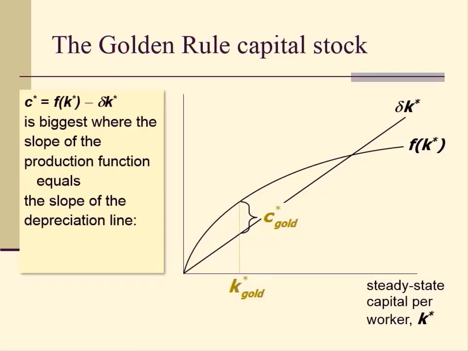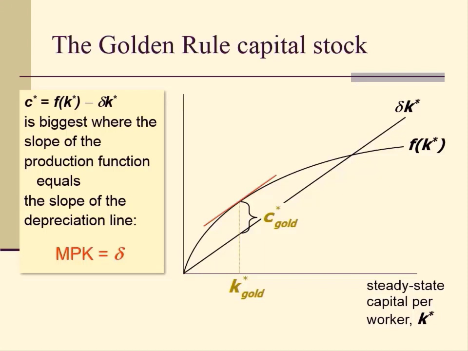So the C star, which is equal to f of k star minus delta k star, is biggest where the slope of the production function equals the slope of the depreciation line at this point. Therefore, as you know, the slope is the derivative of y star with respect to k star here, and by definition, that is the marginal product of capital.